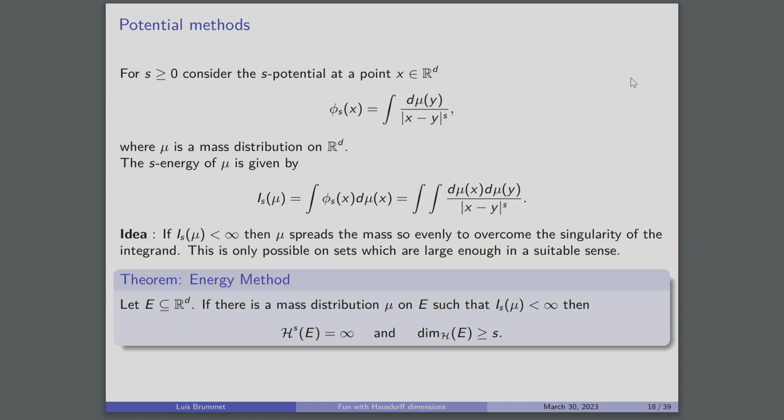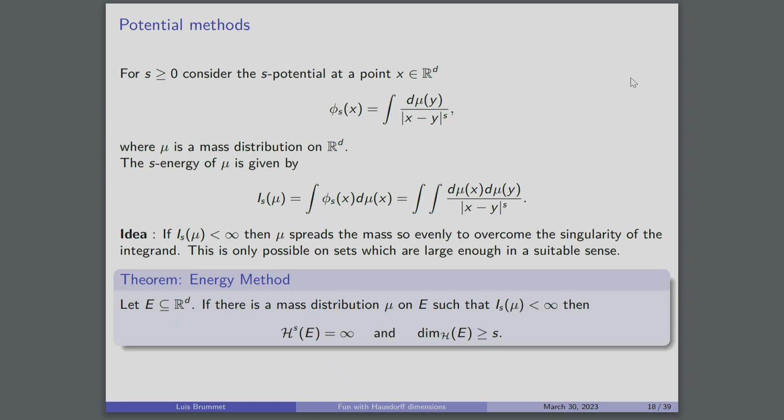mass distribution, and then here you have this s-energy given as the double integral over this mass distribution with respect to, some people call it a kernel, but basically here you can take |x - y| to the power of -s. And the basic idea is, if this integral is finite, then mu is going to spread the mass kind of evenly around your fractal, so the dimension has to be large in some suitable sense.